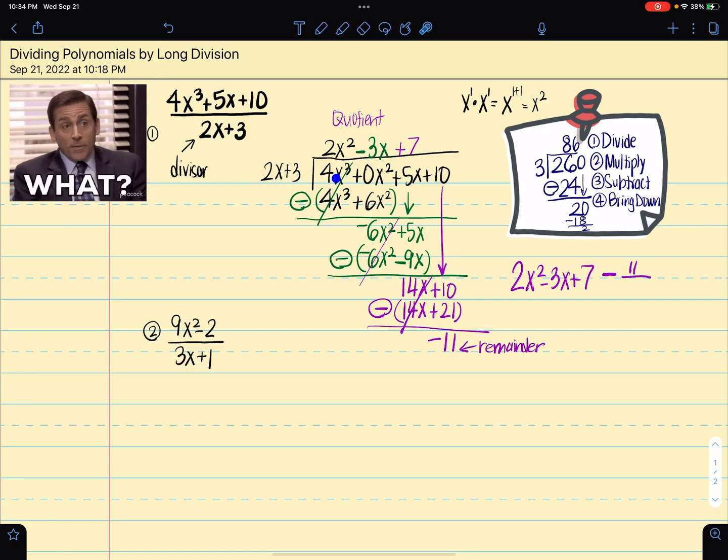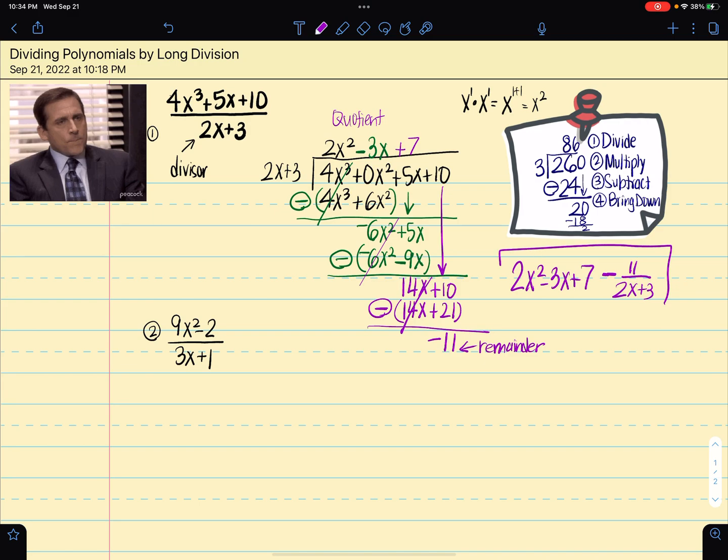Keep in mind each of these you are dividing by the divisor. Look at how even the beginning of the question, this is divided by the divisor. Same thing. Your remainder, divided by the divisor. And so we're going to divide by the divisor. So let's write down 2x plus 3. And that is our final answer.